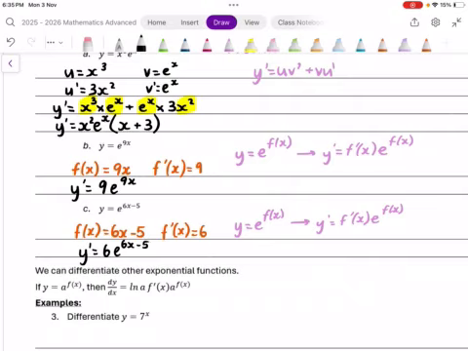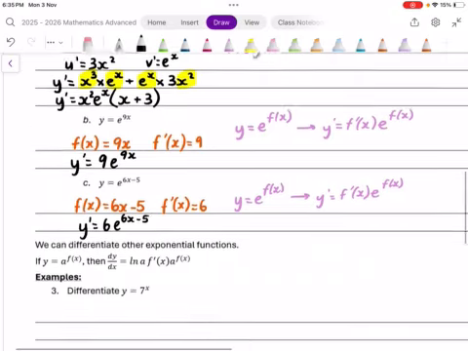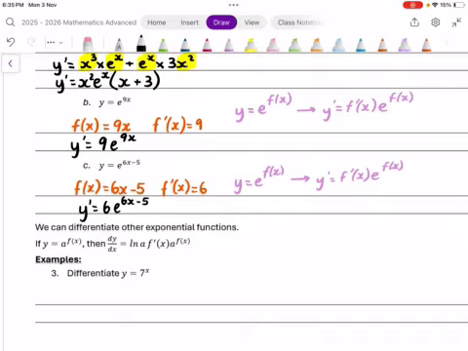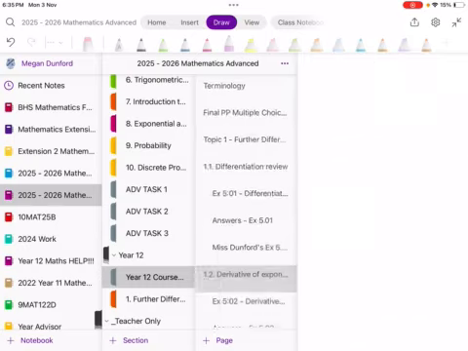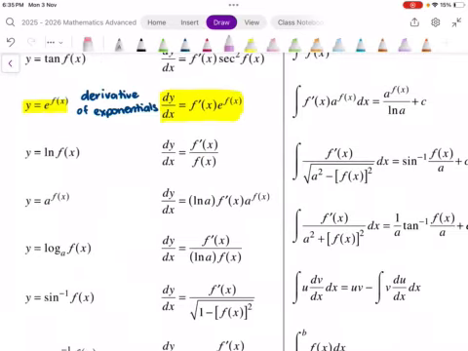Finally, we can differentiate other exponential functions. This is something that we didn't look at last year, which was if we have y equals a to the power of f x, then the derivative is equal to ln a times f dash x times a to the power of f x. And this formula is also on our reference sheet. It is on page 3 as well, underneath that exponentials formula. So looking at our annotated reference sheet, it is this one here. I won't write derivative of exponentials with different bases on it right now. I'll save that and do that in a second. But it is on page 3 there.